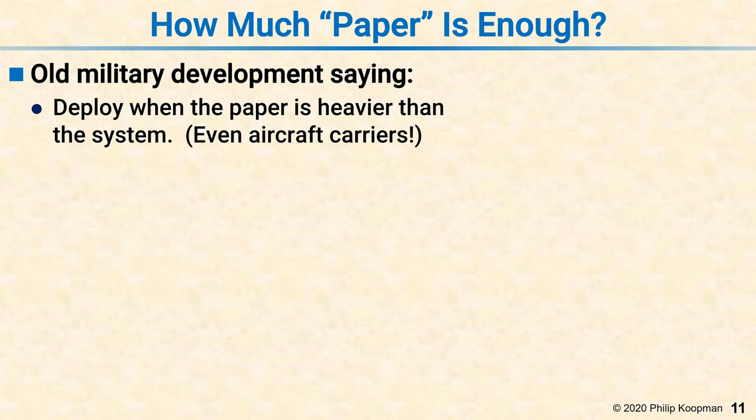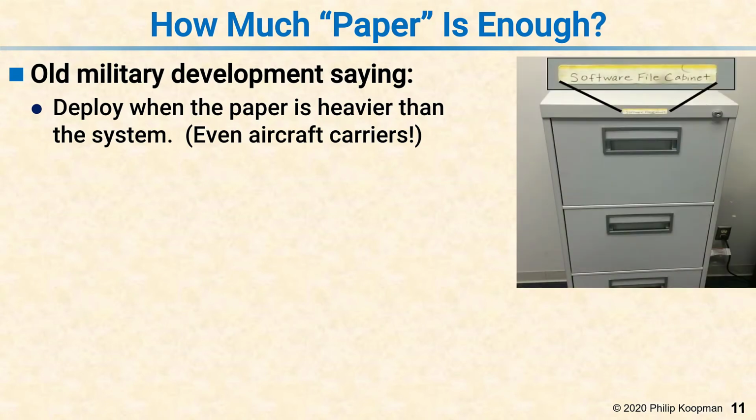Now, we've talked about all the boxes in the V, and each box puts out a work product, sometimes referred to as paper, because in the old days it really was a pile of paper. The question is, boy, that sounds like a lot of paper. How much paper do you really need? Well, there's an old military system development saying you should deploy when the paper is heavier than the system, including aircraft carriers. And trust me, those are pretty heavy.